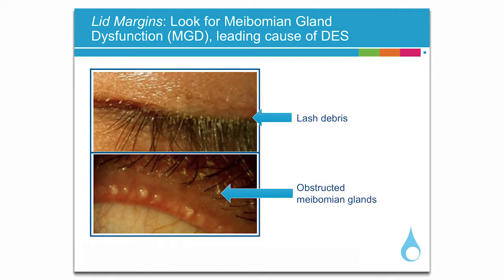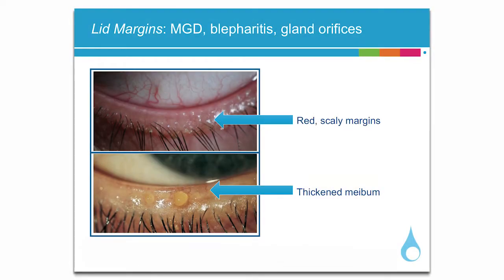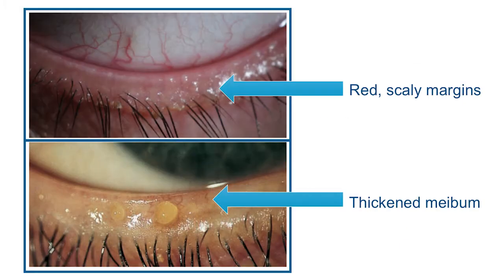After blink analysis, assess the lid margins. Look specifically for signs of meibomian gland dysfunction, or MGD, including debris on the lashes, clogged or obstructed glands. Look for red scaly margins and thickened meibum that can be manually expressed by pressing on the lid margin.